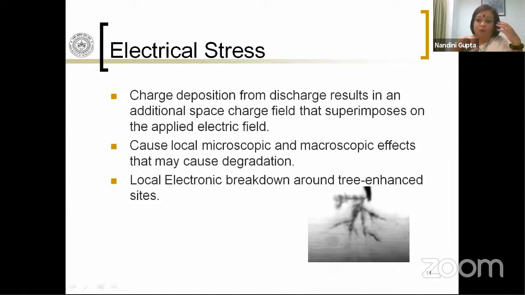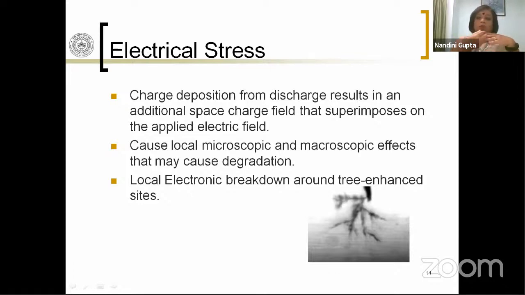And as a result, all these charges, as I said, over and above the applied electric field, you would have a second charge field due to all these charges which are involved in the discharge. These charges get deposited at certain points, they are reorganized, they get deposited in different other places, and as a result, local field enhancement will occur. So not only would you have degradation, local degradation, which can be of microscopic nature and ultimately can also become macroscopic in nature, you can also have a situation where you have local field enhancement.